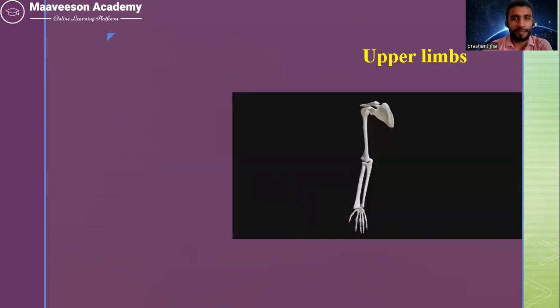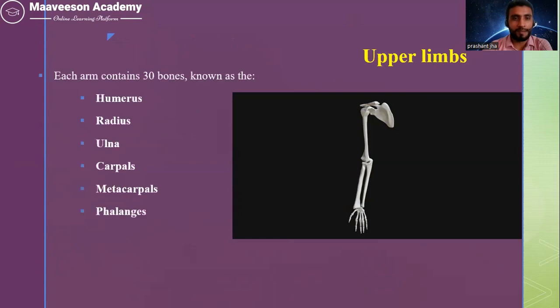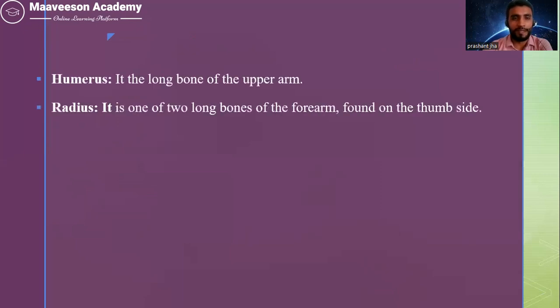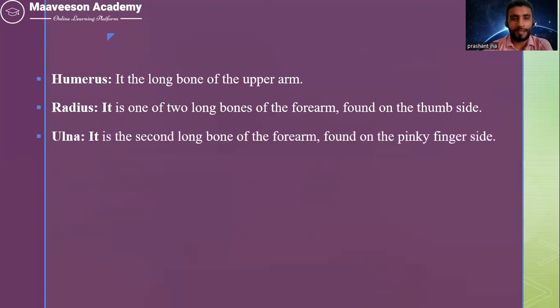Next is the upper arm or upper leg. Each arm contains 30 bones known as the humerus, radius, ulna, carpals, metacarpals, and phalanges. Humerus, it is the long bone of the upper arm. Radius, it is one of the two long bones of the forearm found on the thumb side. Ulna, it is the second long bone of the forearm found on the pinky finger side.